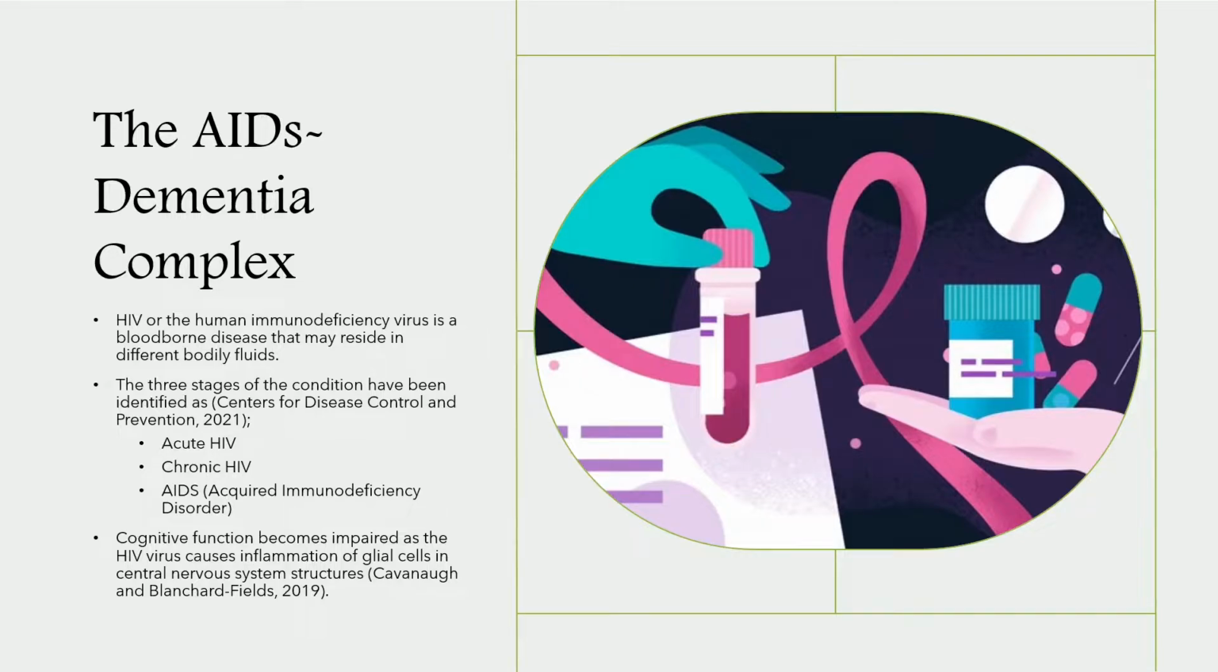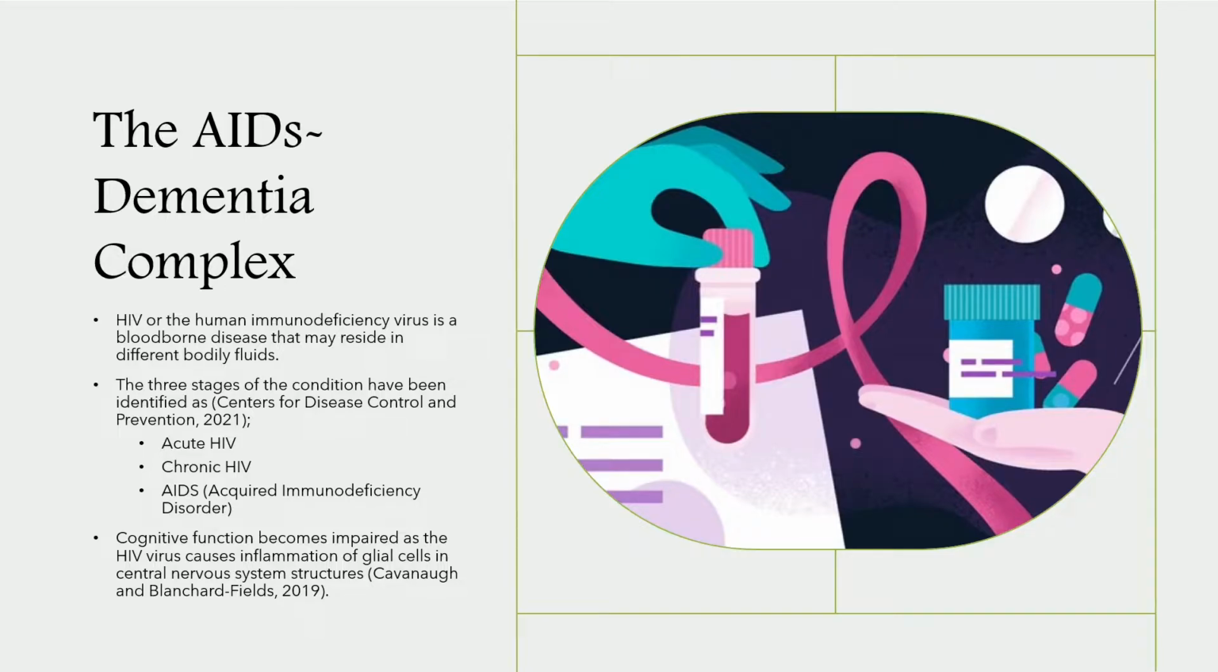The human immunodeficiency virus, or HIV, is a pathogen that most commonly resides in an infected individual's blood. The Center for Disease Control and Prevention outlined three separate stages that exist. Firstly, in acute HIV, the virus becomes present in a large quantity. Those affected may develop flu-like symptoms.